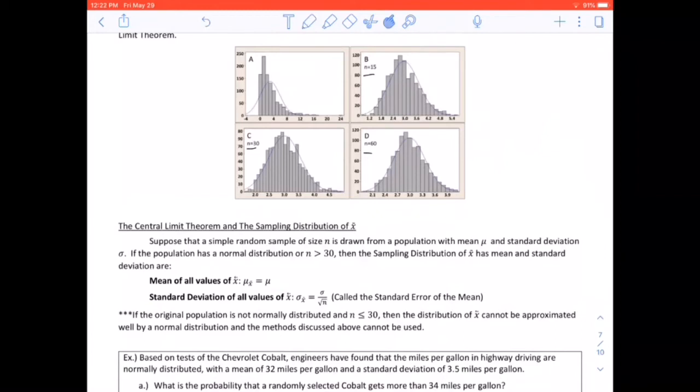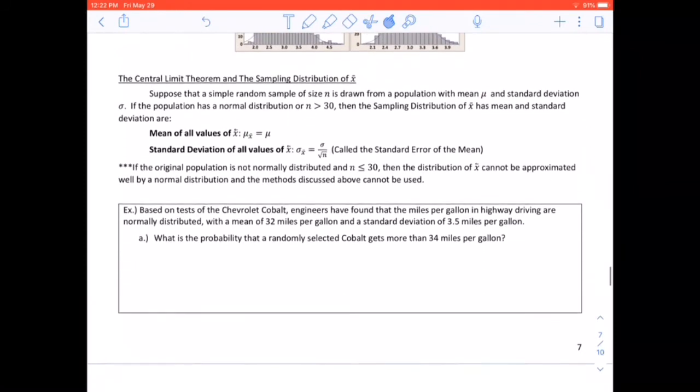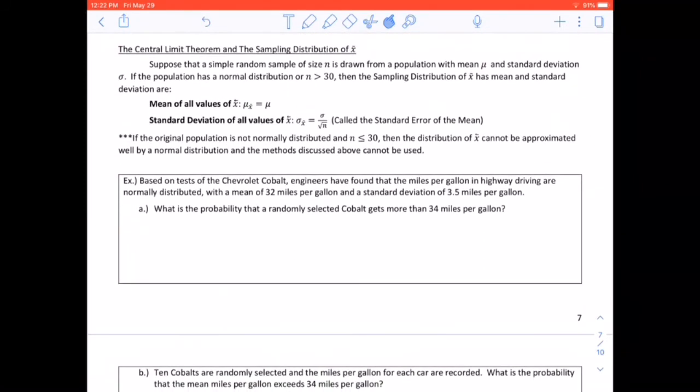So the central limit theorem and the sampling distribution of x bar says: suppose that a simple random sample of size n is drawn from a population with a mean mu and a standard deviation sigma. If the population has a normal distribution, or if n is greater than 30, then the sampling distribution of x bar has a mean and a standard deviation that are given here. So star those. The mean of all values of x bar, mu of x bar, is equal to mu. And the standard deviation of all values of x bar, sigma x bar, is equal to the standard deviation sigma divided by the square root of n. This is also called the standard error of the mean.